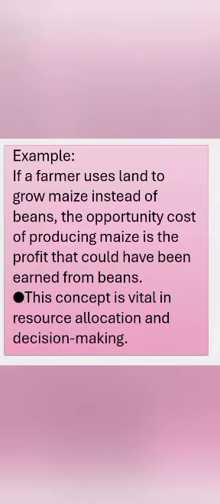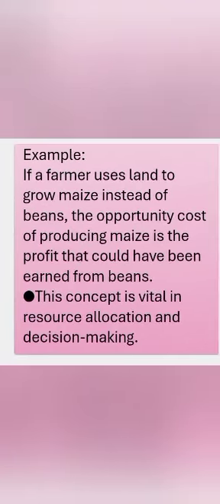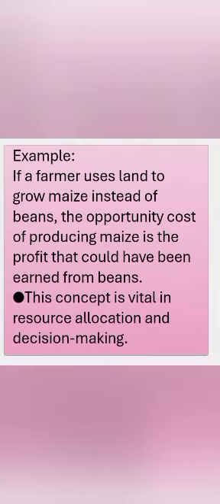Opportunity cost. Opportunity cost is the value of the next best alternative forgone when the choice is made. So once you make your choice, the next best that could have been chosen, but you have to forgo because of the choice you make, becomes the opportunity cost. For example, if a farmer uses land to grow maize instead of beans, the opportunity cost of producing maize is the profit that would have been earned from beans. So this concept is vital in resource allocation and decision making.